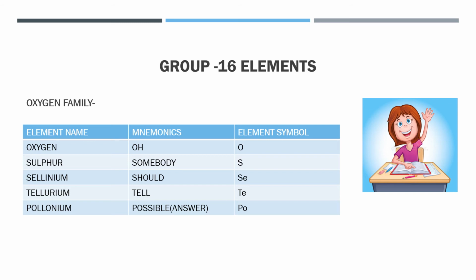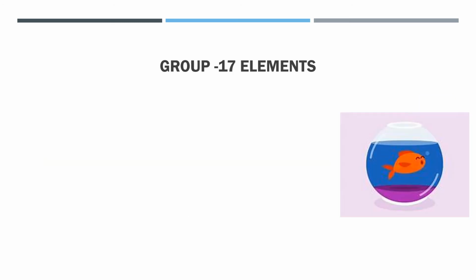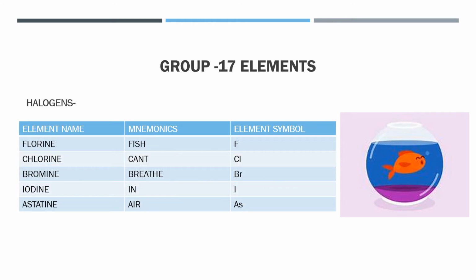So next is group 17 elements, which consist of halogens. So let's learn the mnemonics. The group starts from fluorine, chlorine, bromine, iodine, and astatine. So the symbols are F for fluorine, Cl for chlorine, Br for bromine, I for iodine, As for astatine. So the mnemonic for this is "Fish can breathe in air."